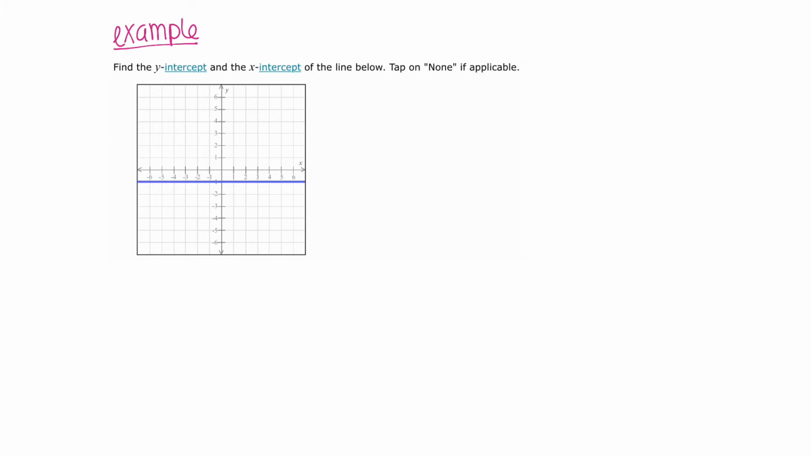Okay, let's look at this one. This one looks a little different. Right here, if we try to find an x-intercept, we're going to have some trouble. Notice that this line never intersects the x-axis. There is no x-intercept for this line. You will have an option of entering none if you don't see an intercept.